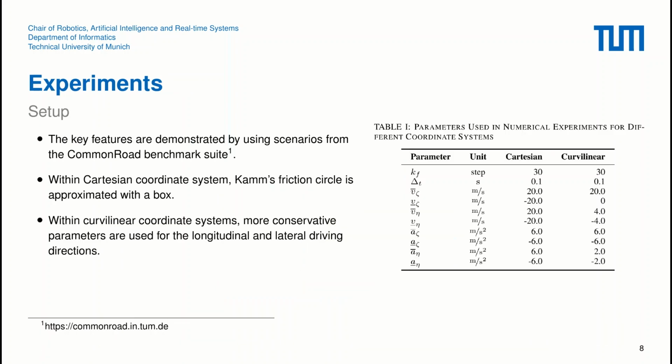We now explain the setup of our experiments. The key features of our toolbox are demonstrated by using scenarios from the CommonRoad benchmark suite. It is worth noting that, within the Cartesian coordinate system, the CAM's friction circle is approximated with a box. In contrast, within a curvilinear coordinate system, we assume that the ego vehicle follows the reference path. Thus, we use more conservative parameters for the longitudinal and lateral driving directions.